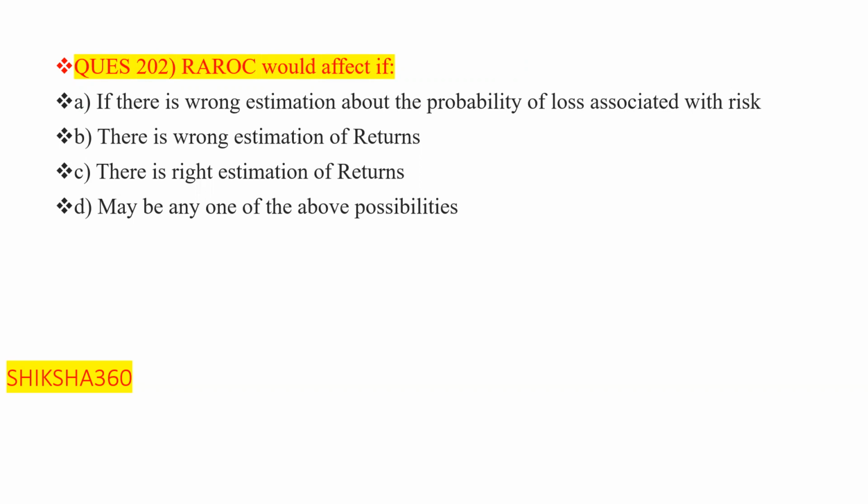Second option is that there is a wrong estimation of the returns. Third option is that there is a right estimation of returns. Fourth option is that it might be one of the above possibilities. Clear. Might be any one of the above possibilities. So RAROC would be affected when there is a wrong estimation.